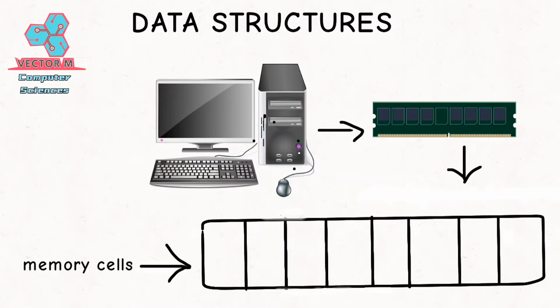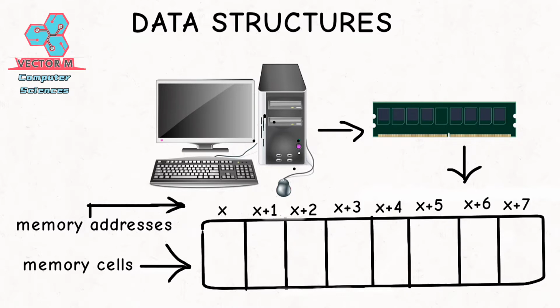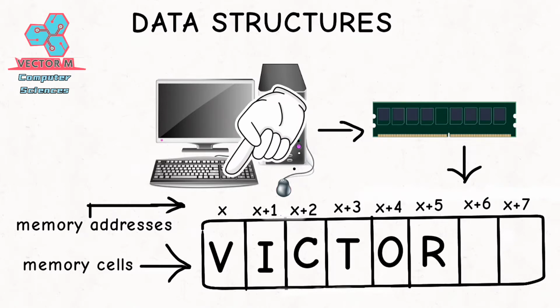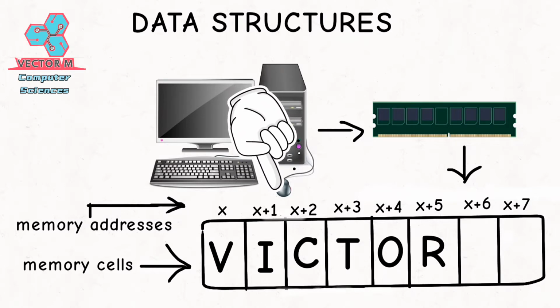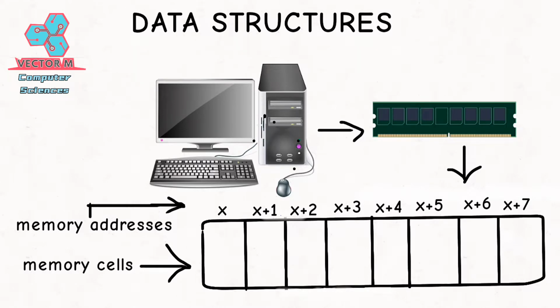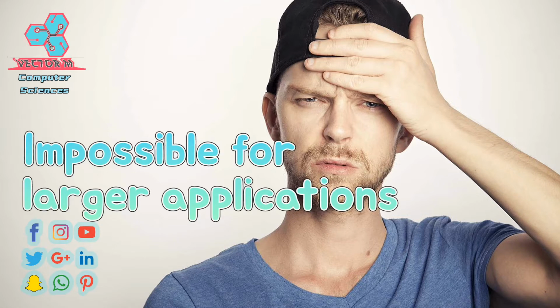The computer's memory consists of a series of cells with unique addresses called memory locations. In order to store the name Victor in the main memory, we will need to put the first letter V in memory location 1x. Then put each consecutive letter in the next memory location until each letter of the name is stored. Thinking of data storage in a computer this way is inconvenient because it is very tedious. Keeping track of where each letter is in memory is difficult and impossible for larger applications with lots of data.